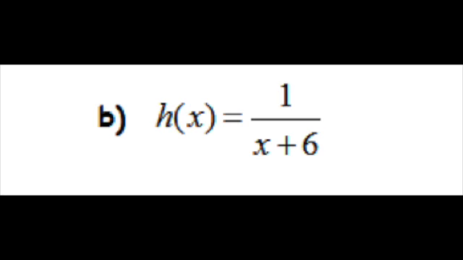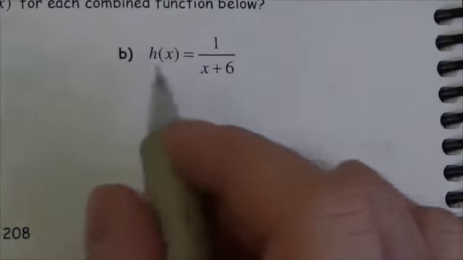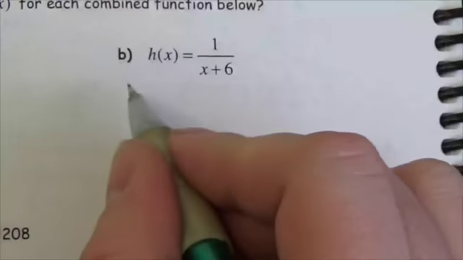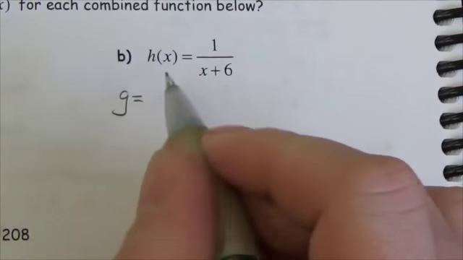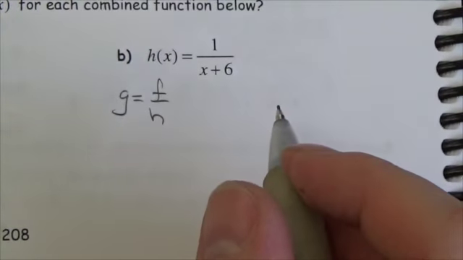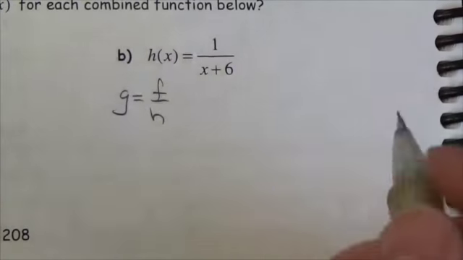h of x equals 1 divided by x plus 6. Okay, so here's another one. It's basically a similar question to one we just did. So again, I should be able to write that g is equal to f divided by h. Okay, now I know what f is in this case.